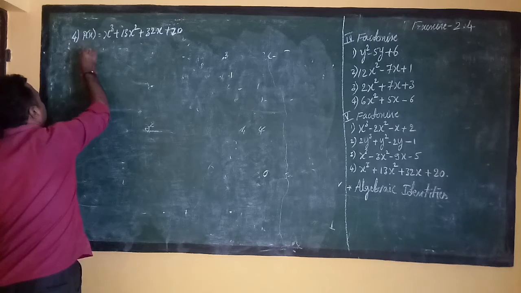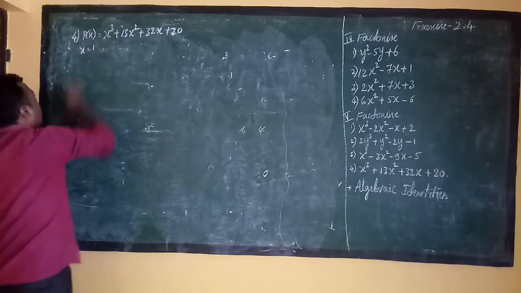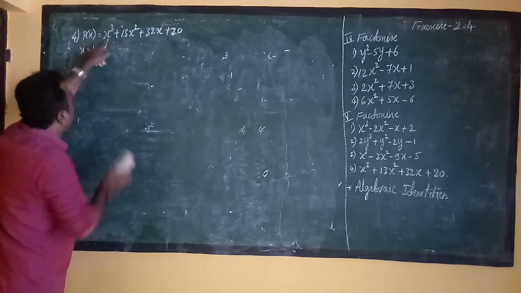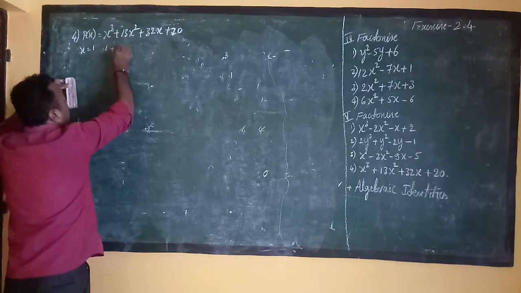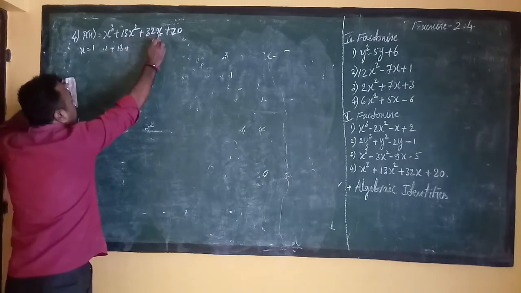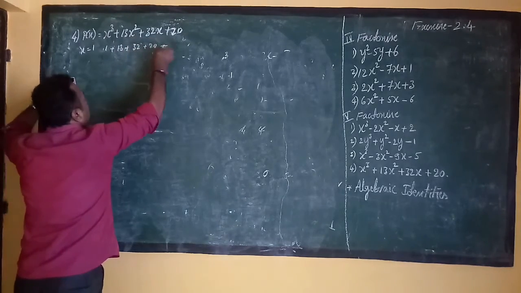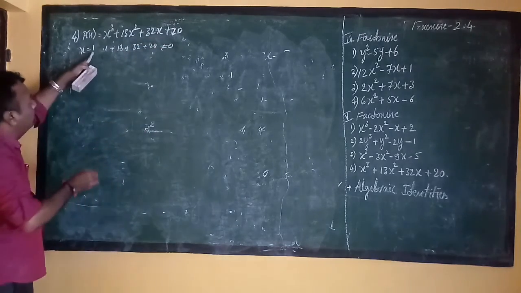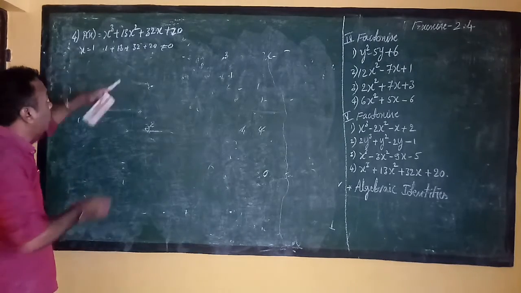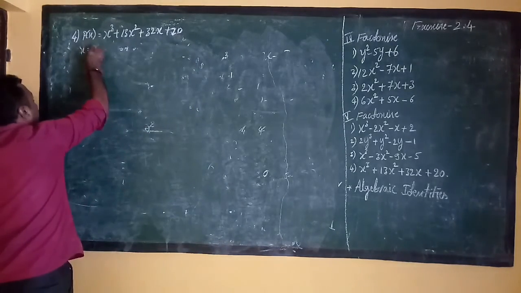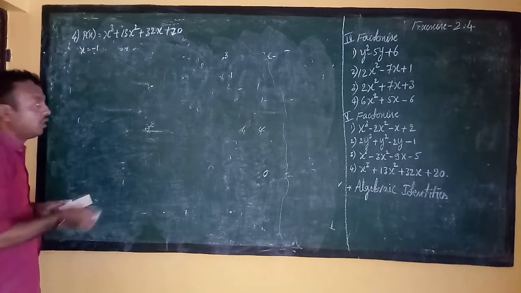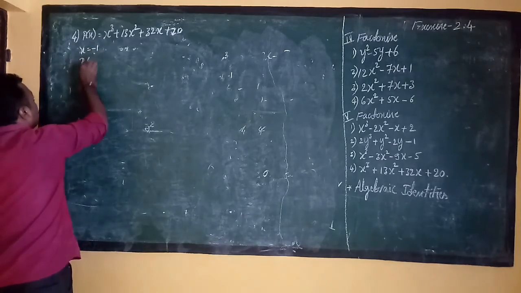So let me check. x is equal to 1. Let us check it. 1 cube is 1, plus 1 square means 1, 1 into 13 is 13, plus 32 into 1 is 32, and plus 20, not equal to 0. If x value is 1, it is not equal to 0. That's why, plus 1 will not come, so we have to take minus 1. Let us check it. Minus 1, is it coming or not?